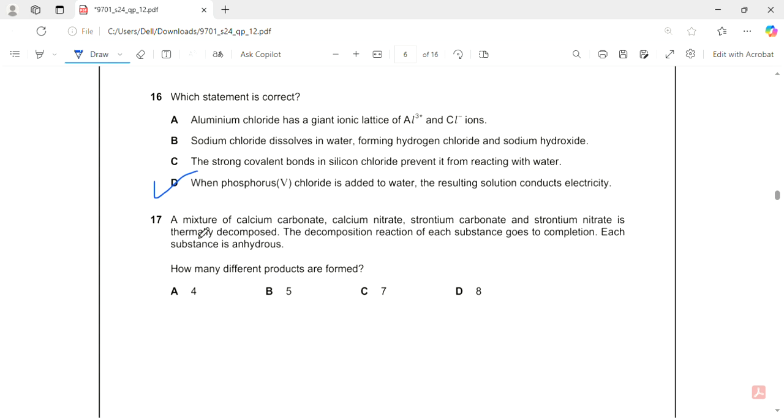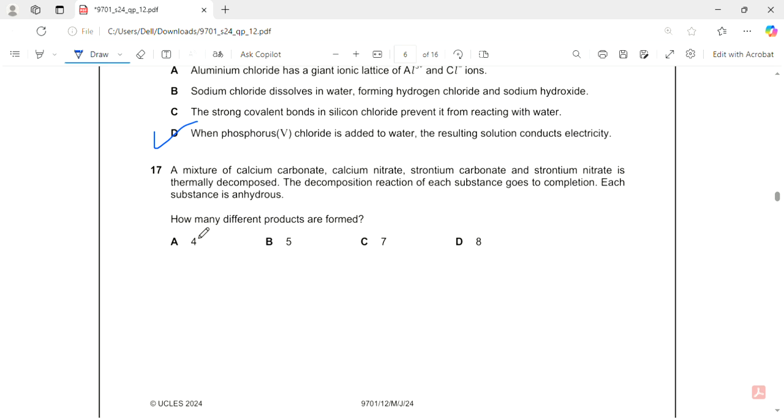Here we need a calculation. A mixture of calcium carbonate, calcium nitrate, strontium carbonate, and strontium nitrate is thermally decomposed. The decomposition reaction of each substance goes to completion. Each substance is anhydrous. How many different products are formed?